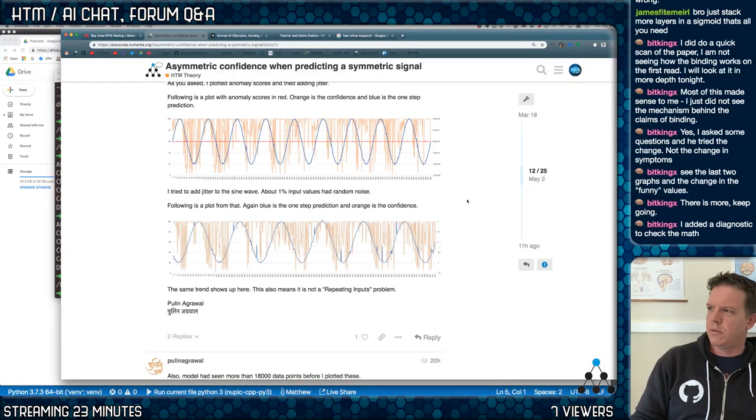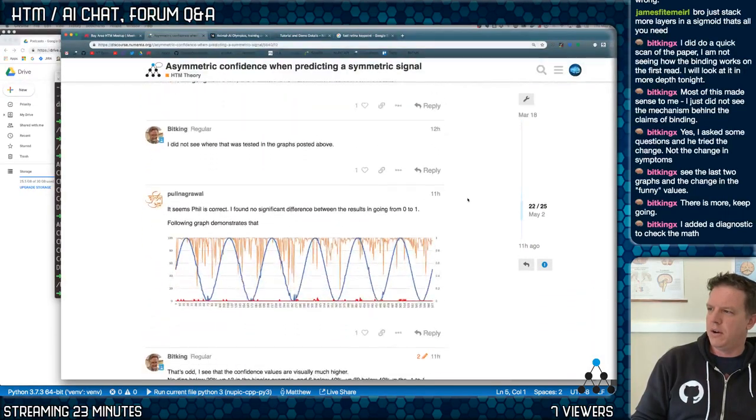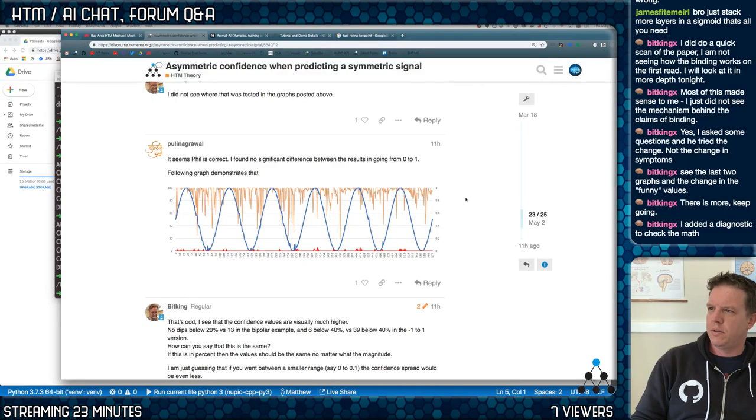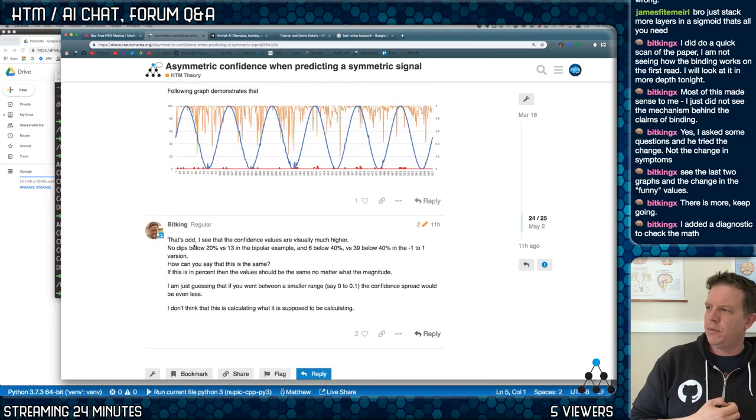This is interesting though. So they're definitely higher, but if these are anomaly scores, they're not confidences. Oh, I bet the confidence value is like the inverse of the anomaly score. Okay. No dips below 20% versus 13. Okay. You did. Yeah. So how can you say that's the same? That's a good point. If this is in percent, then the value should be the same no matter what the magnitude.